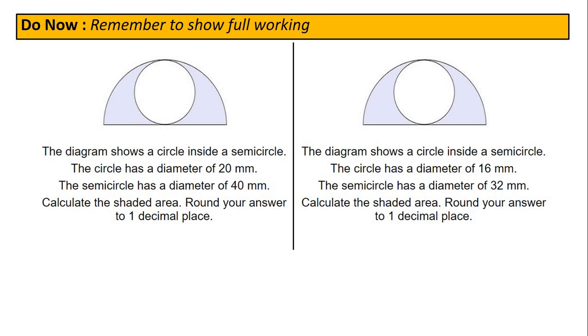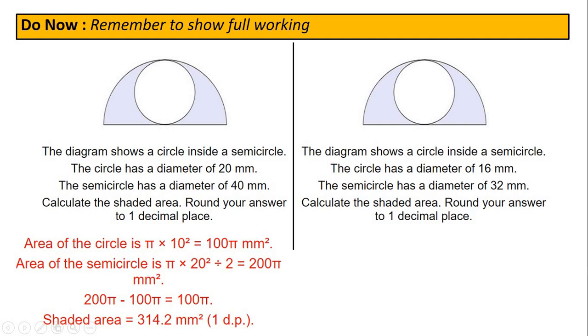Okay, let's check the answers. So the first one we have got here with full working. Notice that they've used words in their answer as well. If you are working out the area of more than one shape, it's really useful to label what each bit is so you don't get confused within your working.